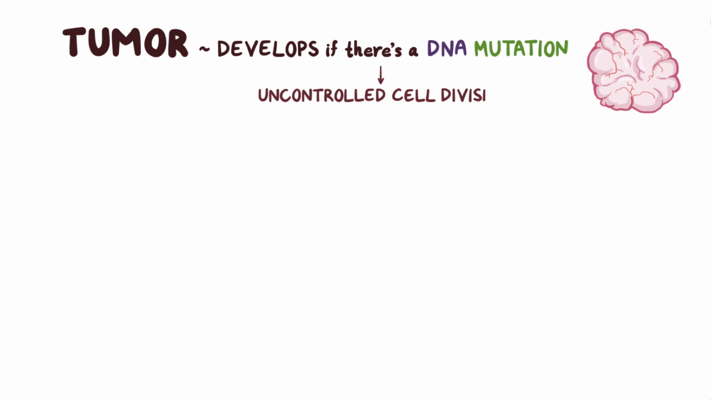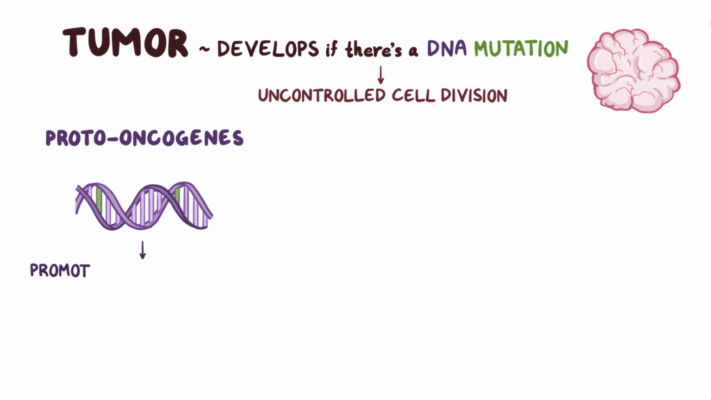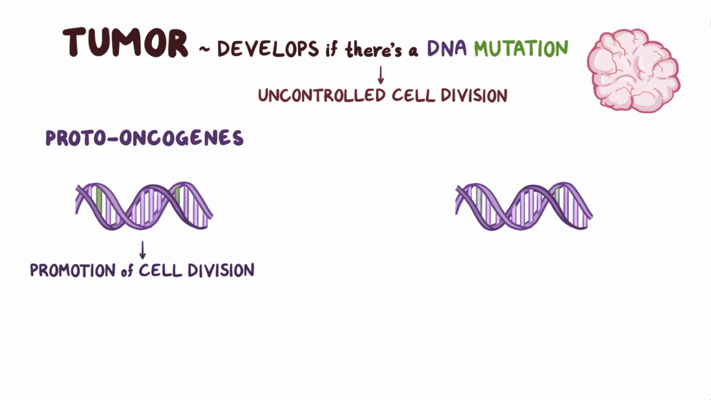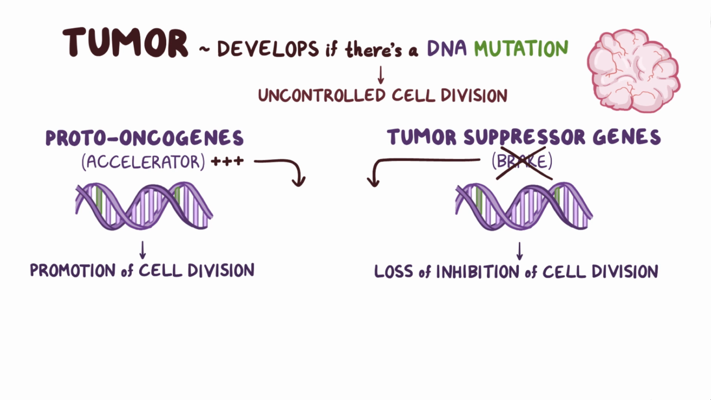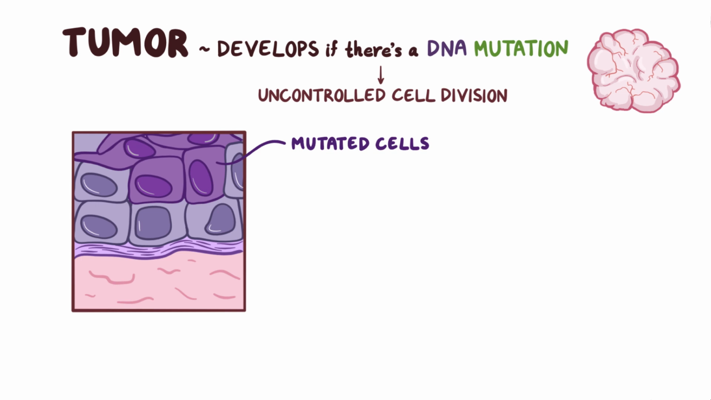Now, a tumor develops if there's a DNA mutation in any of these cell types that leads to uncontrolled cell division. Typically, these are mutations in proto-oncogenes, which results in a promotion of cell division, or mutations in tumor suppressor genes, which results in a loss of inhibition of cell division. You can think of proto-oncogenes as the accelerator or gas pedal, and tumor suppressor genes as the brakes. Too much acceleration, or an inability to brake, can lead to a runaway cell division. As a result, the mutated cells can start piling up on each other and can become a tumor mass.